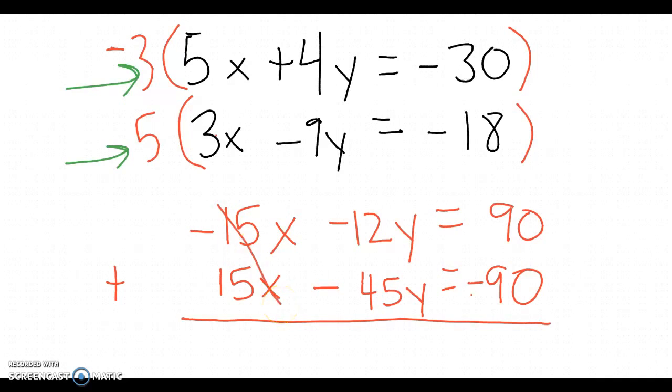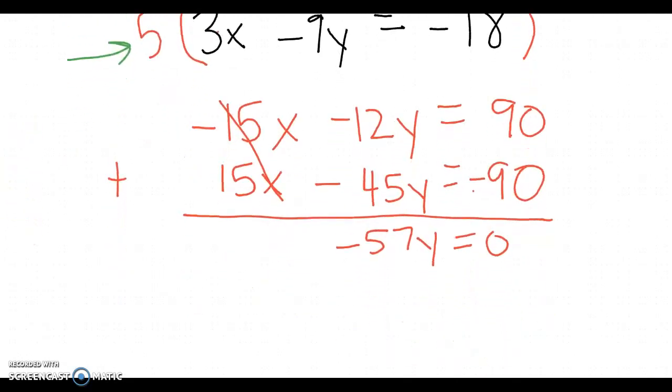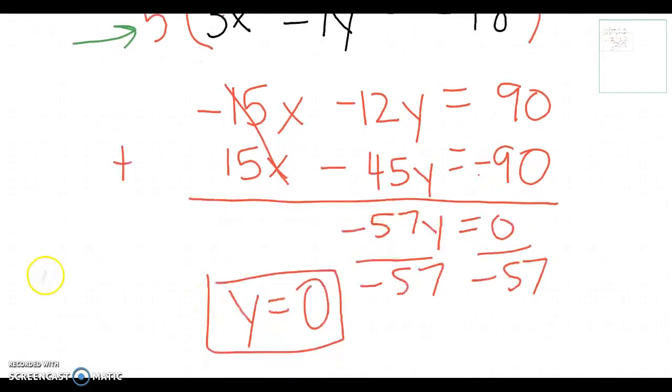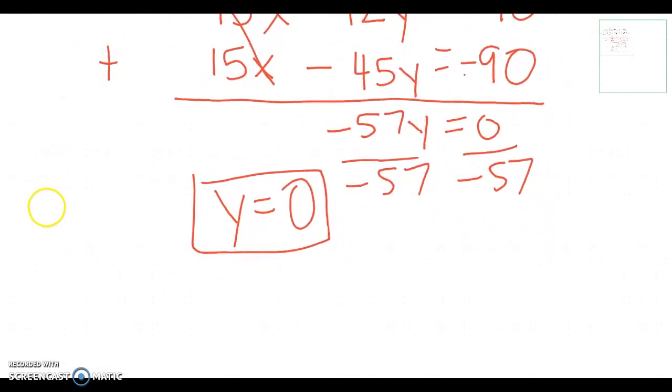That cancels. That gives me negative 57y. And the nice part is this gives me 0. So if that gives me 0, when I divide both sides by -57, I just get that y is equal to 0.